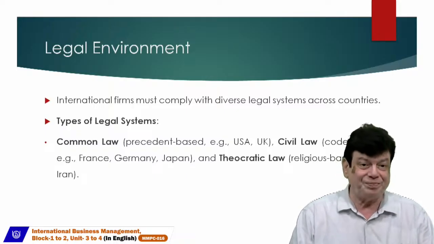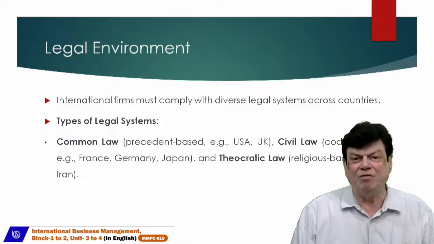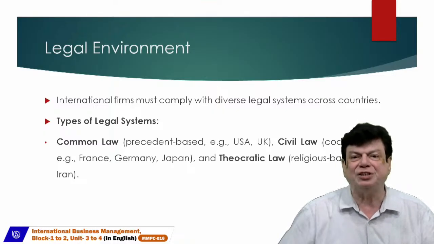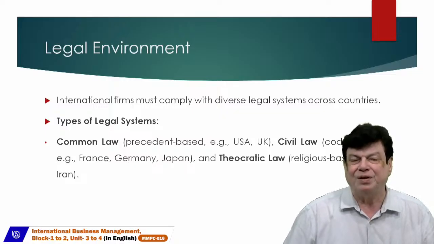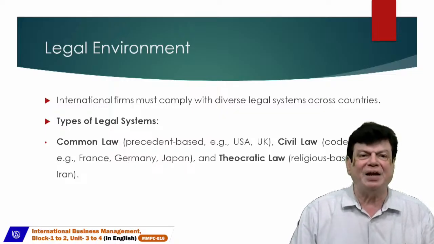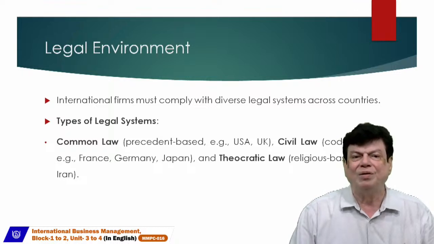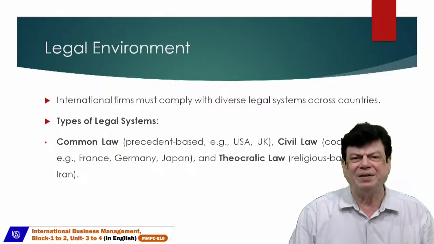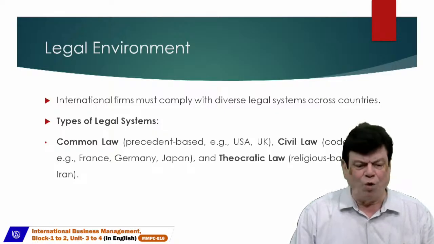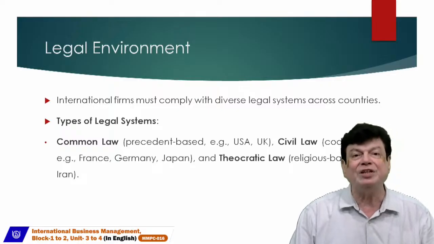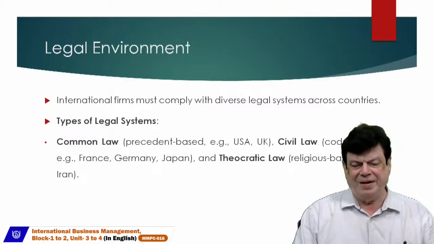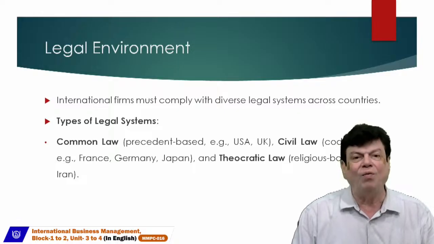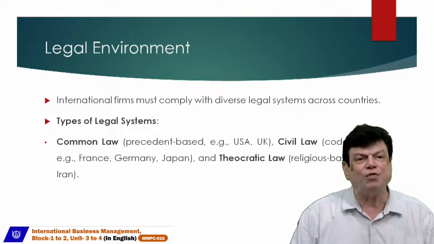So, under legal environment, international firms must comply with diverse legal systems across countries. Types of legal systems are, first, common law, precedent based, followed in USA and UK. Then civil law, code based, followed in France, Germany, Japan. And next is theocratic law, that is religion based, followed in Iran.